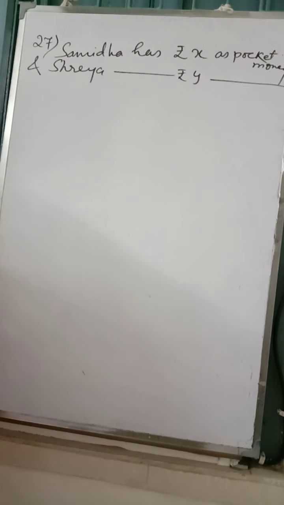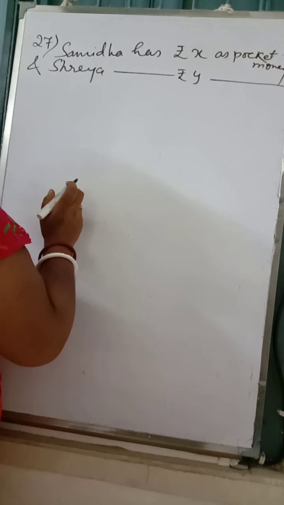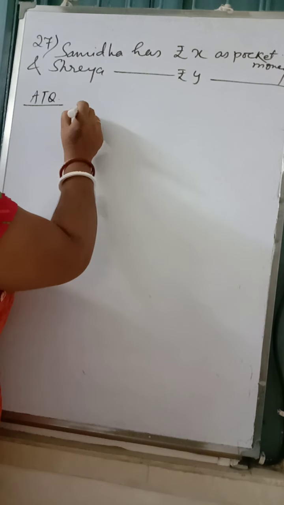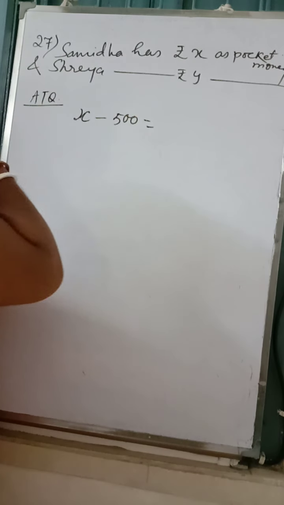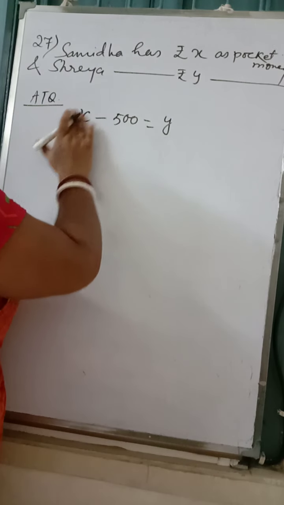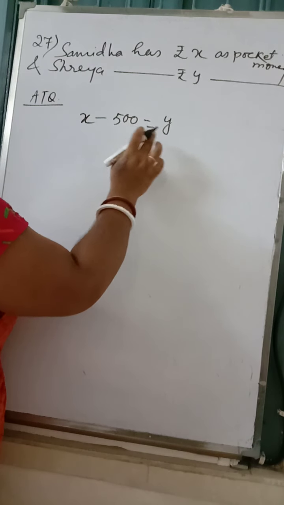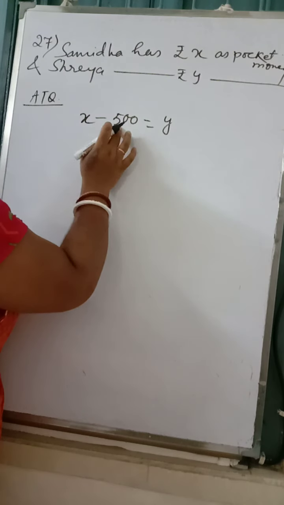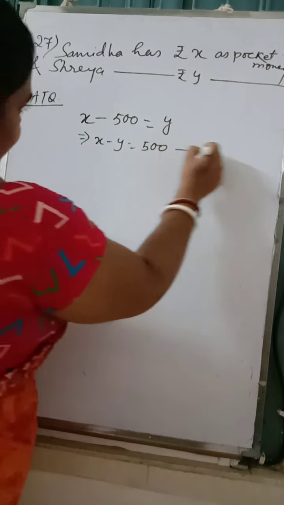At the end of the week, Samita spent rupees 500 and was left with as much money as Shreya had at the beginning of the week. According to the question, Samita had X rupees, she spent 500 rupees and she was left with the rupees that Shreya had in the beginning. So we can write X minus 500 is equal to Y, or X minus Y is equal to 500, equation number 1.